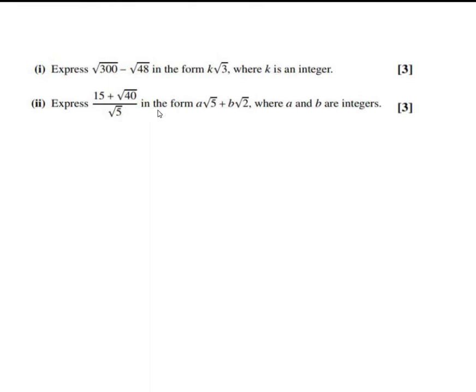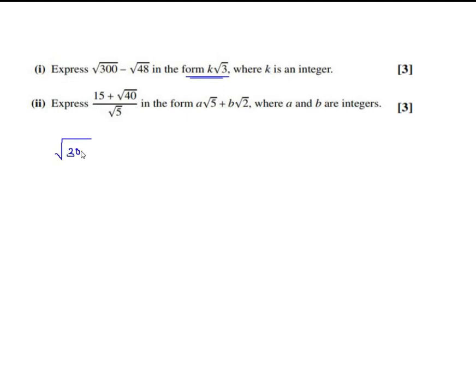Now let us look at the third type of example. Express square root 300 minus square root of 48 in the form k root 3. So whatever answer we get should be in the form of k root 3, where k is an integer. So k can take the value as -1 or +2 or 0, anything it could be. But it has to be an integer. So let's start with the first one.